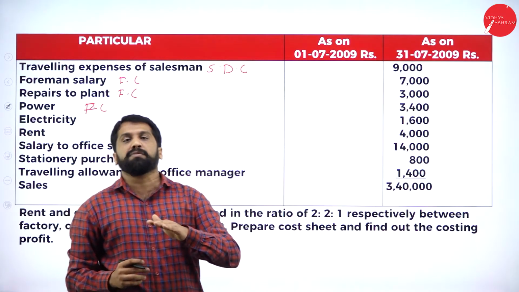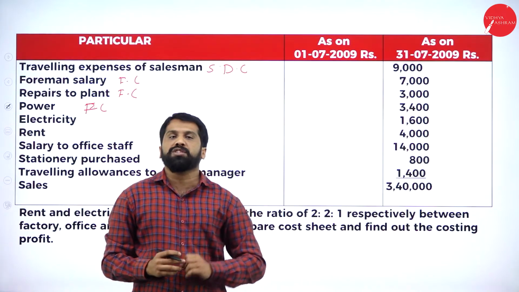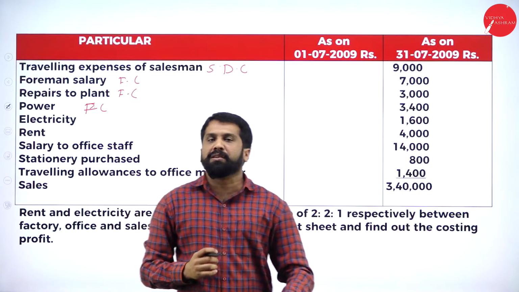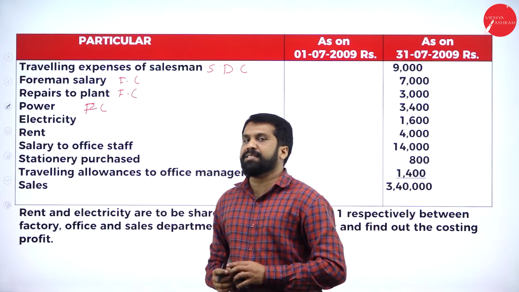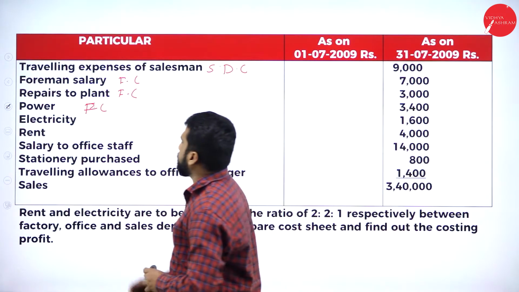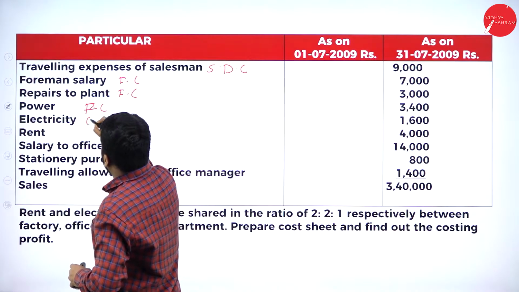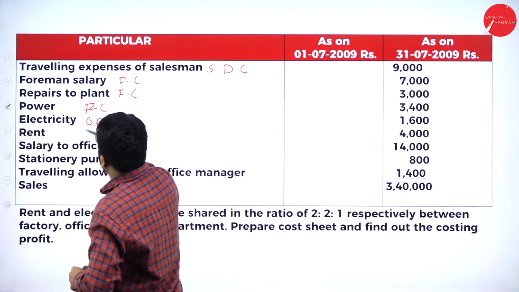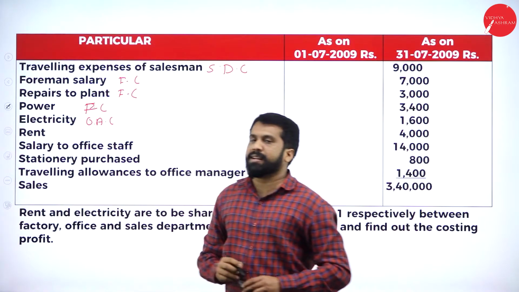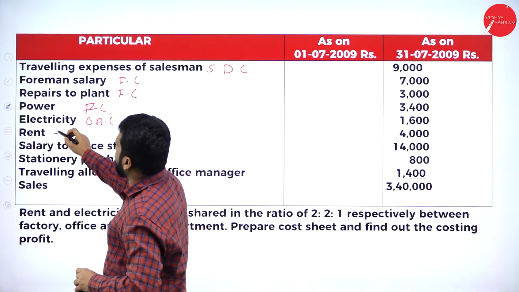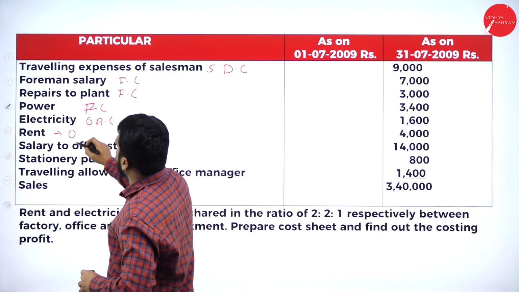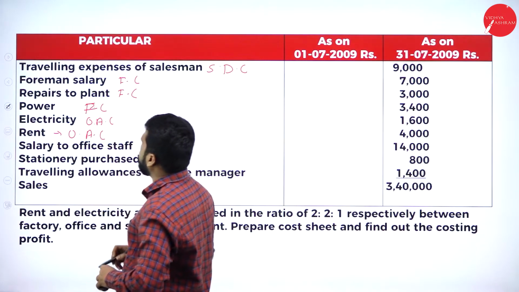Your power consumption will be less compared to machinery. So that's why we call it power under factory expenditure and electricity under office expenditure. Next, office and administration cost. Then rent. Have they mentioned anything? No. So we'll check. Rather, rent we can put under office and administration cost.